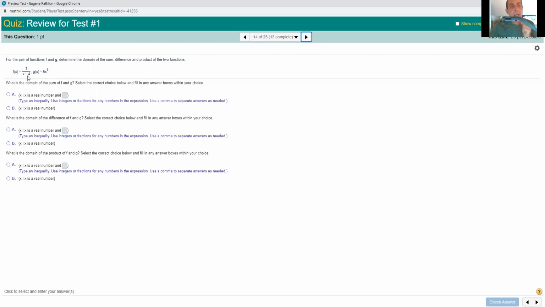well, the first one I would have to worry about that being a fraction before I could add it to this. So since that's a fraction and I got an x in the denominator, there's one number that the x cannot equal. So you would take that bottom. So what's that? 1 over x minus 4. And then g of x is a 5x to the third.